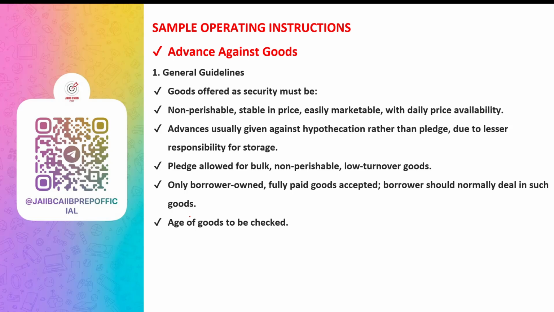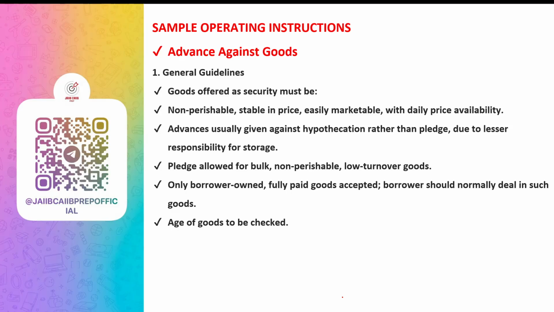Now let's talk about sample operating instructions. Let's talk about advance against goods first. So the guidelines include goods which are used as securities should not be perishable. They should be easily marketable. They should have prices that are easily available in the market. Should be stable. Should be in good condition. They should fully belong to the borrower.